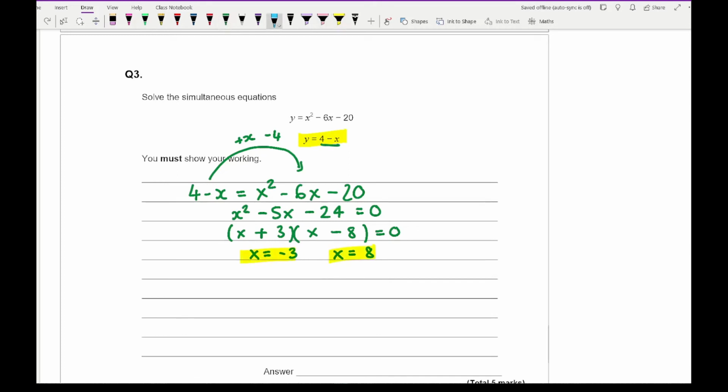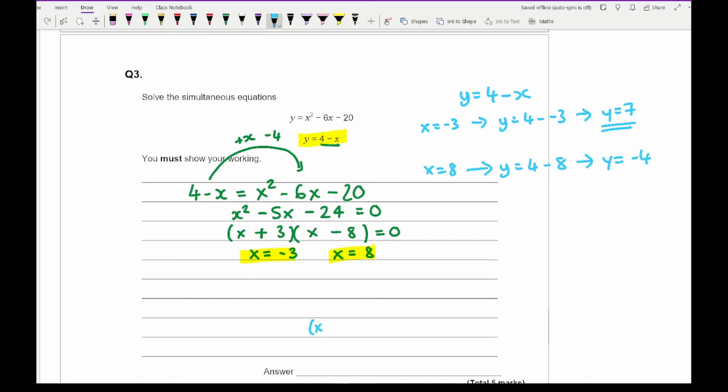So now I need to find my y ordinates, using y equals 4 minus x. So when x equals minus 3, I end up with y equals 4 minus minus 3, so y equals 7. And when x equals 8, I end up with y equals 4 minus 8, which equals minus 4. So my two answers then are x equals, let me write this, yeah, x equals, don't know why I've written a bracket there, so let me just get rid of that.